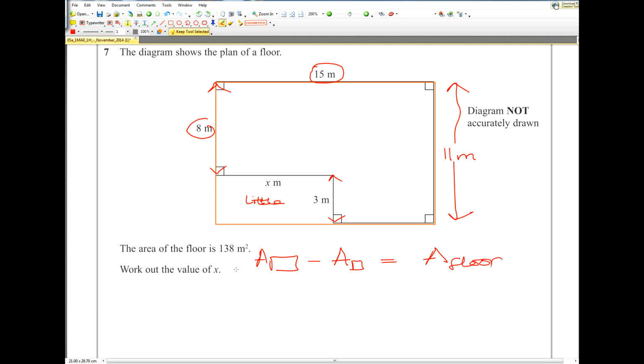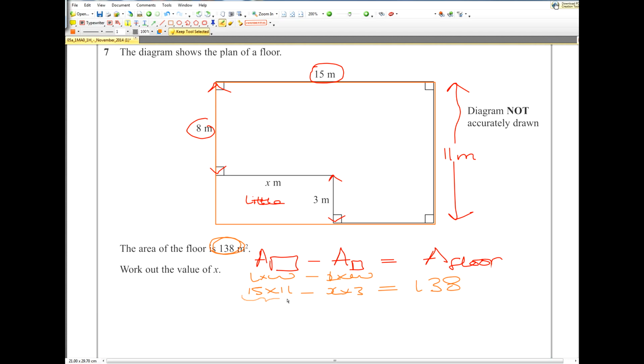Now, what is the area of the big box? Somebody give me the formulas, give me some ideas. My big shape is length times by width, which is 15 times by 11, minus the area of a small little piece here. What is the little piece? It's again length times by width, which is x times by 3. And when I do all that, the answer should be already given to us. The answer should be 138. So this is just another way we could have done the same question.